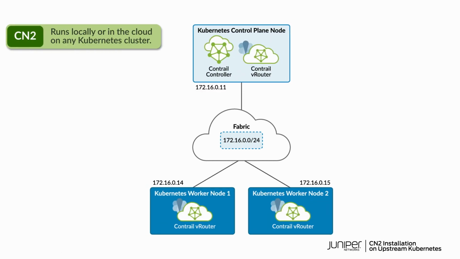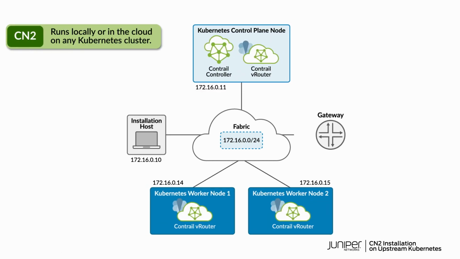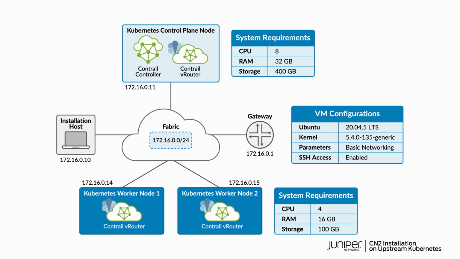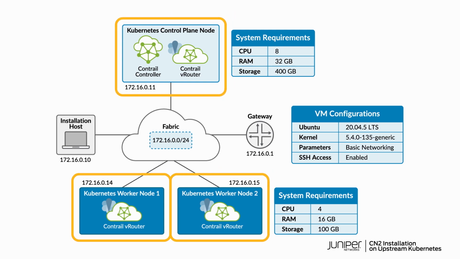CN2 can run on any Kubernetes cluster on bare metal or on VMs, either locally or in the cloud. In this video, we'll set up CN2 on a Kubernetes cluster running on VMs networked together on a single server. We have 3 VMs for the cluster nodes and a 4th VM to run the installation.